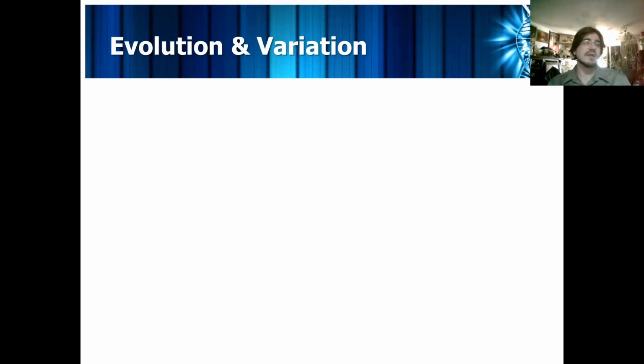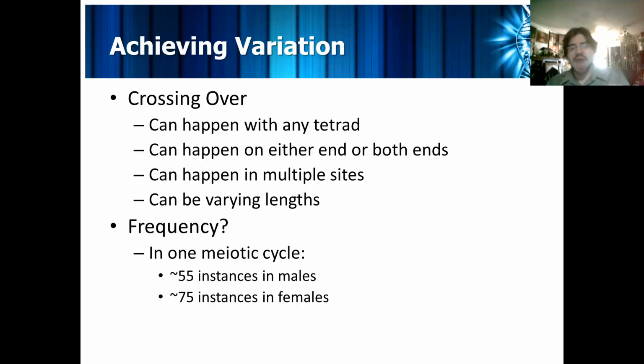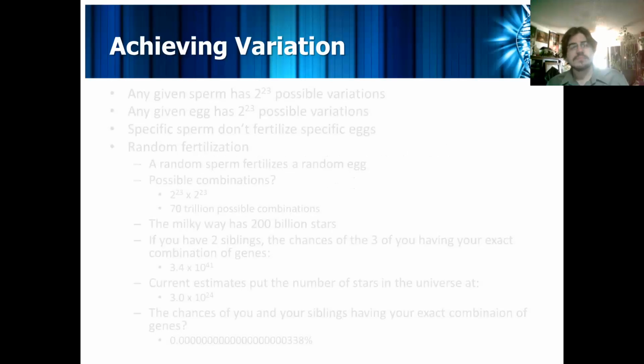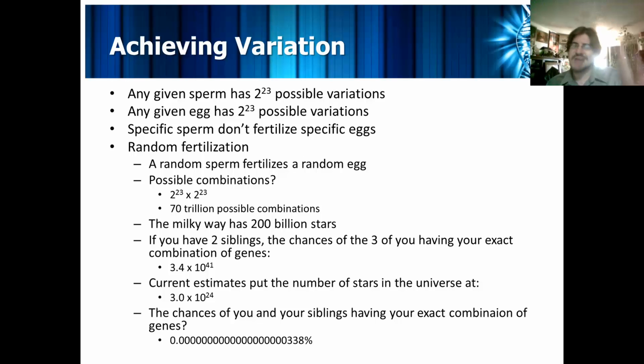A little note. The specific numbers I provided for the possible combinations of sperm and egg, where I was talking about 8.4 million, 70 trillion, 3 times 10 to the 24th, and times 10 to the 41st, those numbers, I'm not going to test you over, really. However, the average instances of crossing over are fair game. So all these numbers here, not so much. You don't really have to memorize them.